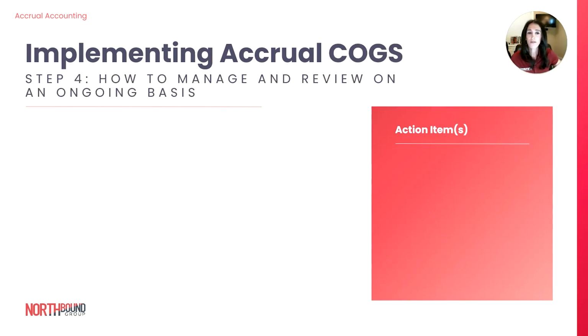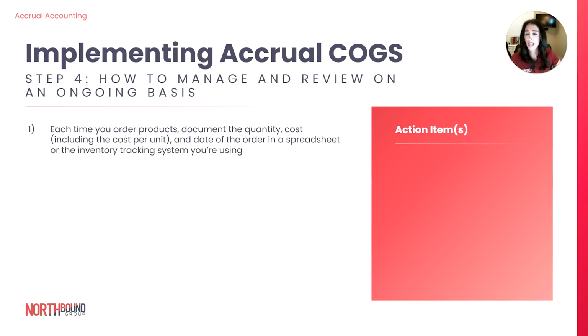And finally, step 4, how to manage and review on an ongoing basis. So each time you place your product orders, it's really important to, in one consolidated spot, track the actual details of the order. The name, the SKU, the quantity, the cost per unit, the dates. Make sure that's all in one spreadsheet or all in one tracking system that you're using.